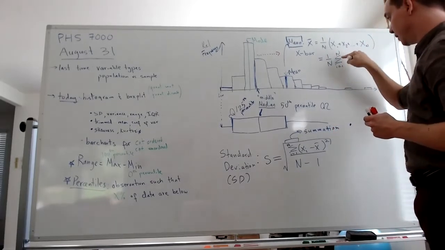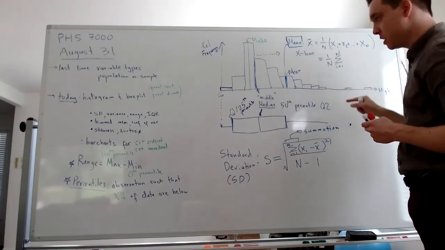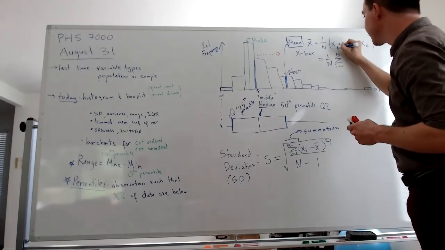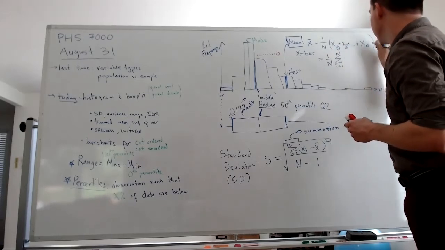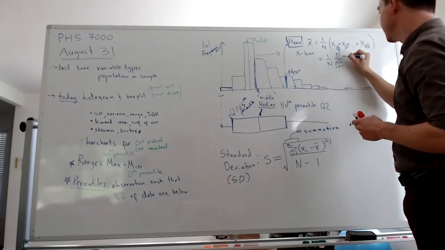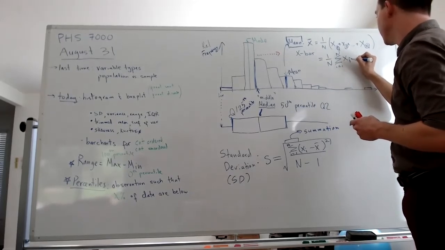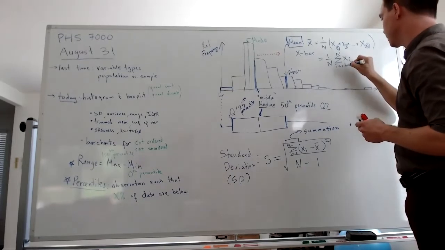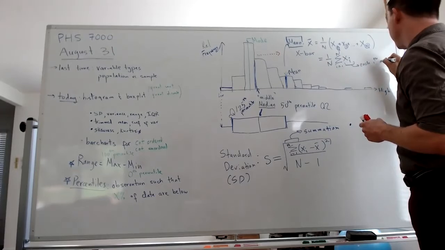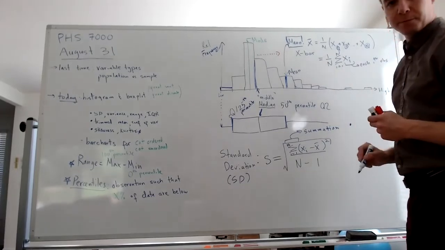Sum, this is a capital sigma for sum. I goes from 1 to n. I is this index on the bottom. And I goes from 1 to n, where we sum each observation. Each ith observation is summed.